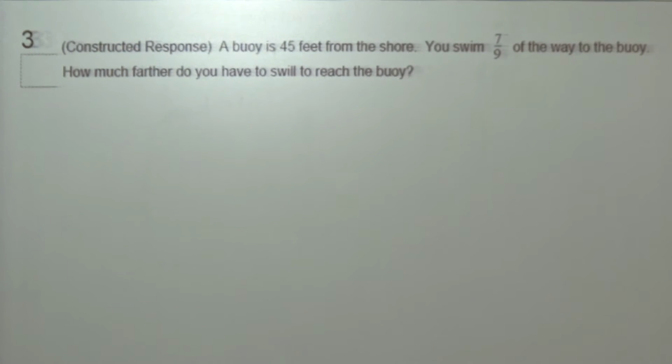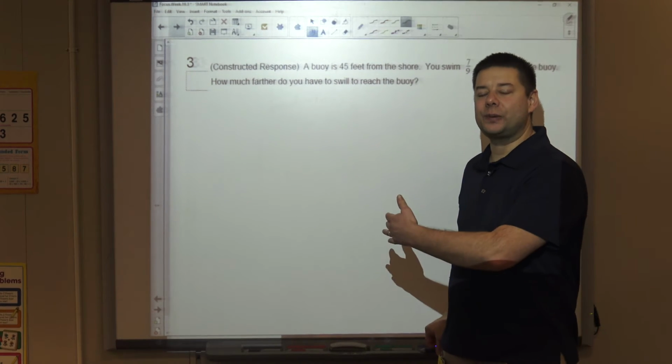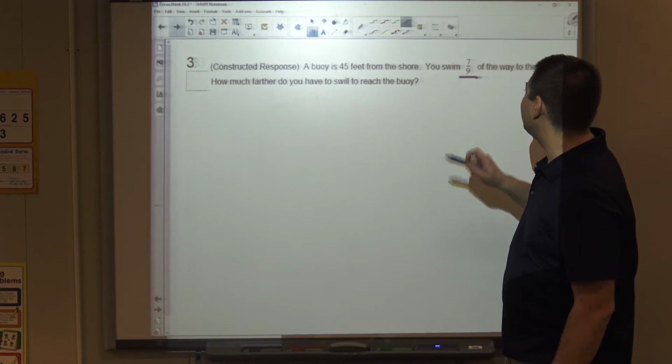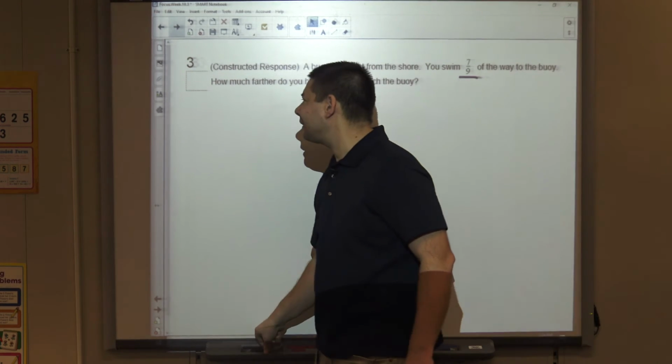How much farther do you still have to swim to reach the buoy? So we want to think about this one as far as how much further do we have to go. We already know that we swam 7/9 of the way. We want to know what's left. For this one, I like to draw a picture.